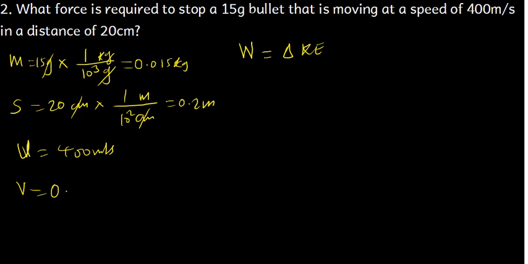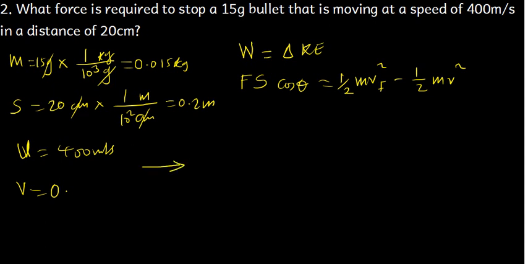Now, work is given by force times displacement times cos theta, and that should be equal to the change in kinetic energy, which is given by half mv squared. This should be the final kinetic energy minus the initial kinetic energy. Now we want a force that is going to stop something that is moving. That means that force should be acting in the opposite direction. If this thing is moving forward, that force should act in the back direction. So that would be the force.